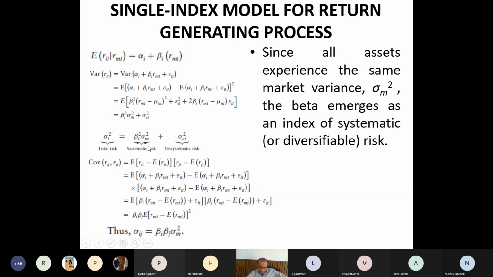You can assume it. This, sigma m square, you can find from the past data. And beta I square, you can see sigma I square is directly proportional to beta I square sigma m square. Now sigma m square is common for all securities in the market, because sigma m square is the market variance. So you can see the risk of an individual security is directly related to its beta. So beta emerges as a very important index, and it is called diversifiable risk. And last lecture I told you to look at the beta of different stocks.